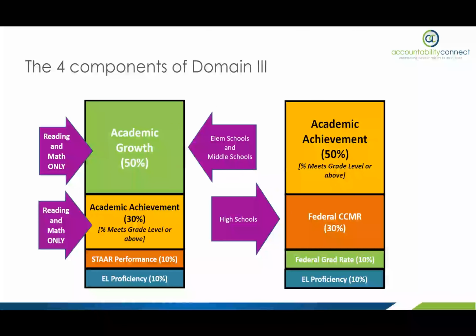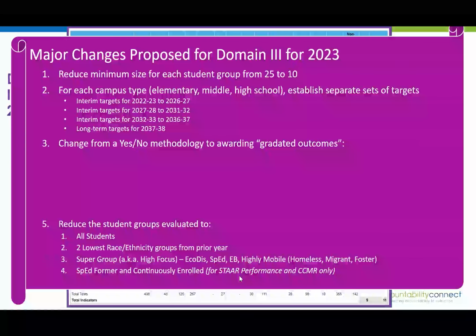The biggest change to domain 3 is going to be in the area of our interim targets. The interim targets are going to change this year based off of some research and data. What we're going to see is that every one of our campus types, so elementary, middle school, and high school, will each have your own set of targets beginning this year. We had been operating where everybody, no matter what campus type, followed the same target, but beginning this year, you will have separate targets for each campus type.